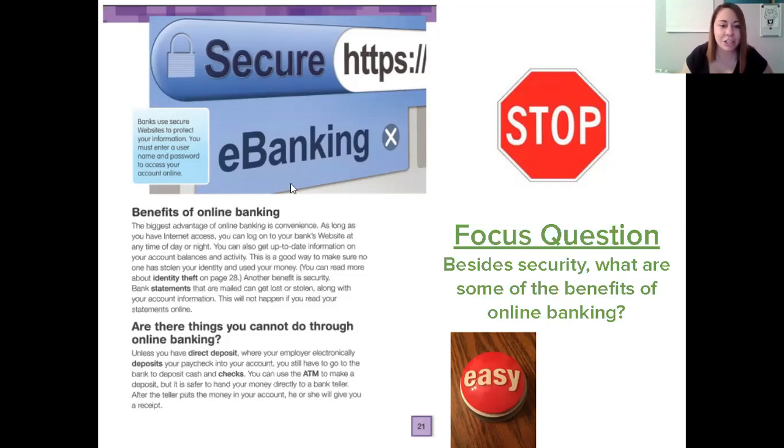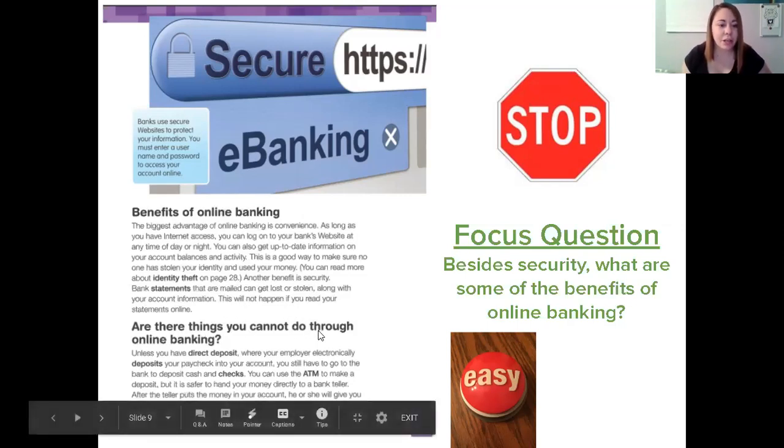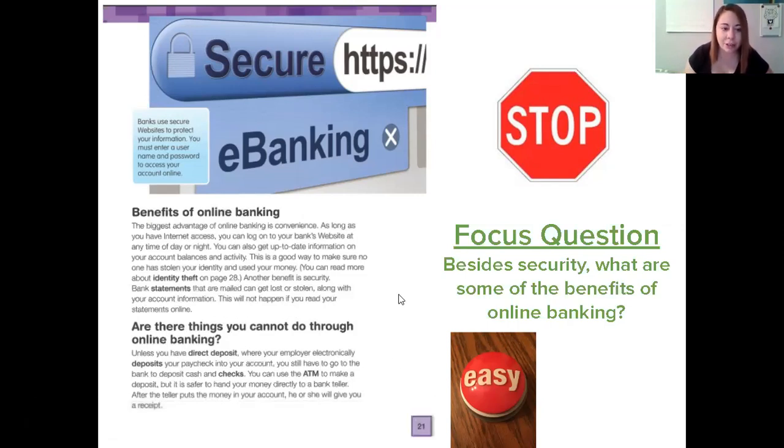Another benefit is security. Bank statements that are mailed can get lost or stolen, along with your account information. This will not happen if you read your statements online. That's true. Are there things you cannot do through online banking? Unless you have direct deposit, where your employer electronically deposits your paycheck into your account, you still have to go to the bank to deposit cash and checks. You can use the ATM to make a deposit, but it is safer to hand the money directly to a bank teller. After the teller puts the money in your account, he or she will give you a receipt.